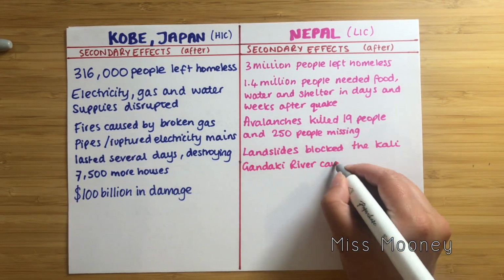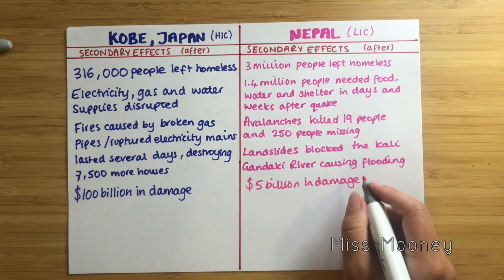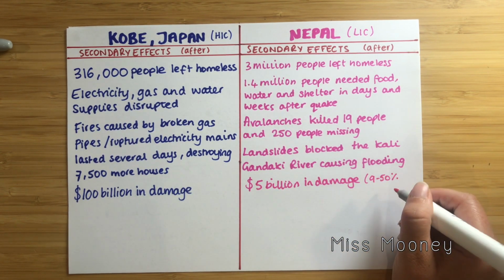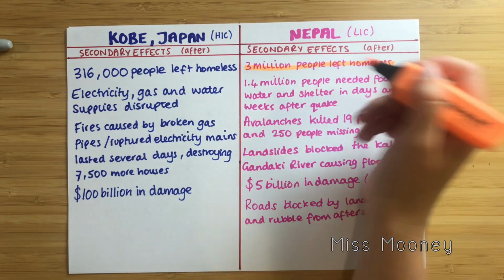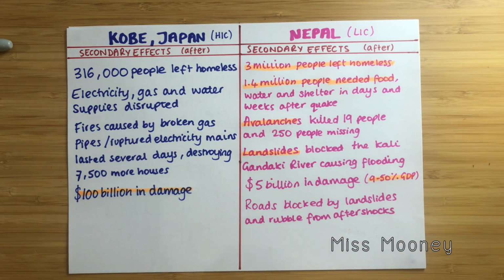So why in an LIC will there be millions left homeless rather than thousands? You want to think about which were the most severe effects, and I have highlighted my thoughts there in orange about the ones that are the most severe, but you might have different opinions. And also, you may want to consider, are they economic, are they social, or are they environmental impacts?